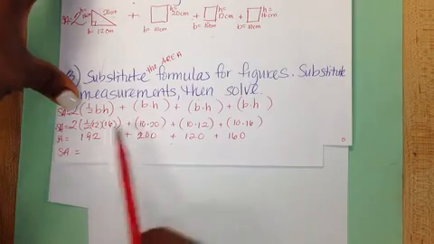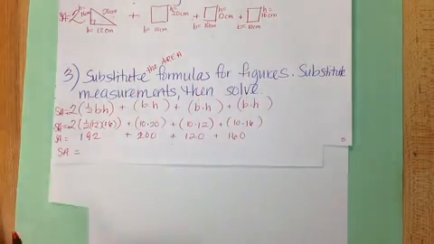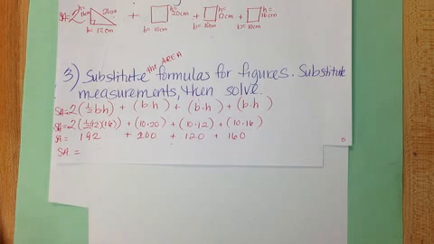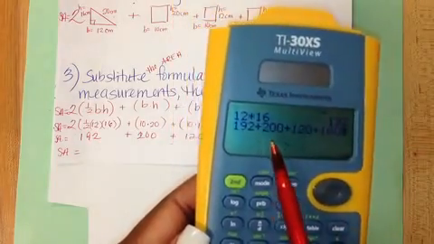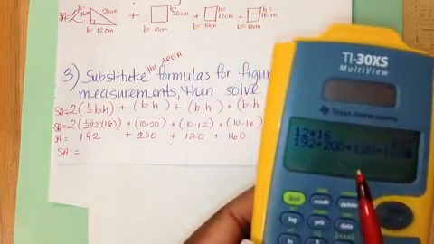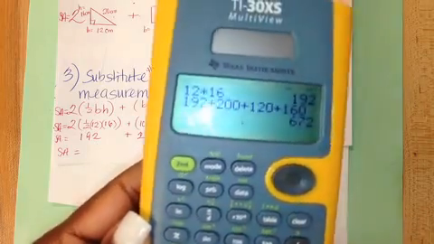So at this point, according to the definition, we find the surface area by adding up all of the areas of the different faces that we found. So let's go ahead and do that now. I'm verifying. I have 192 plus 200 plus 120 plus 160, and when I hit enter, I get 672.